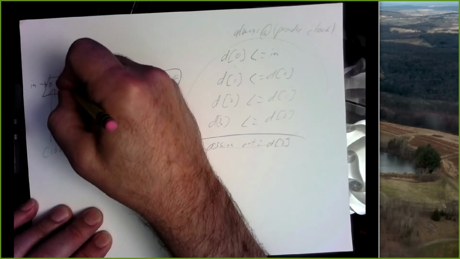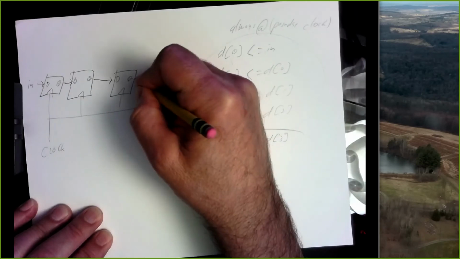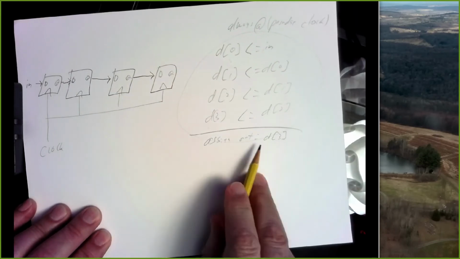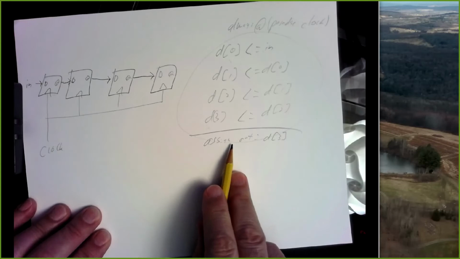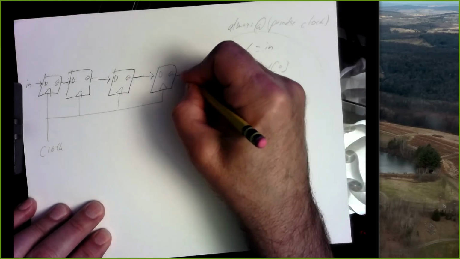Well, we do that by sending this to the D input. And the same thing here, and the same thing here. And this assignment statement says, hey, let's take the output of this last flip-flop, flip-flop number 3, and send that to our output.